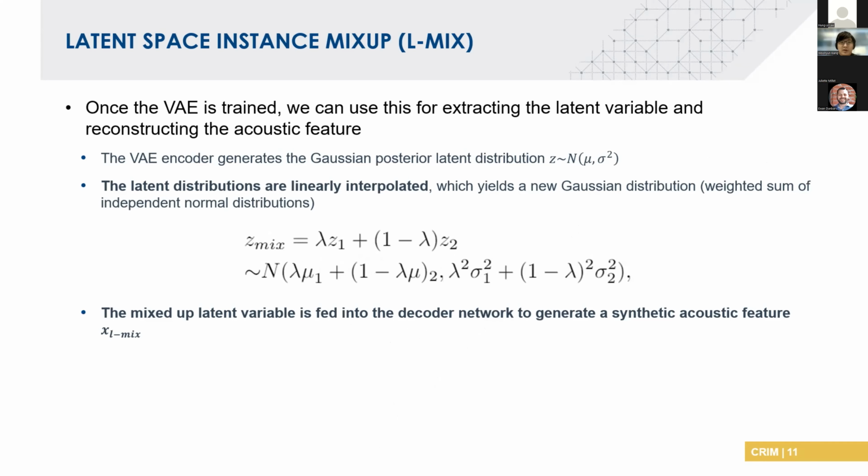So once the VAE is trained, we can use it for extracting the latent variable for mix-up and also for reconstructing the acoustic feature. Using the VAE encoder, we can extract the latent variable from each training sample in the pair, and we can interpolate the latent variables. And with this mixed latent variable, we can feed it into the VAE decoder to generate a synthetic acoustic feature.